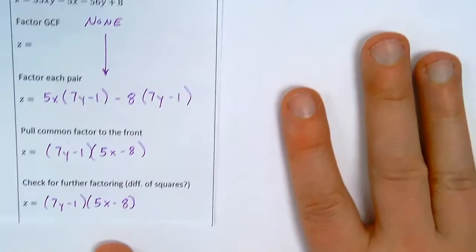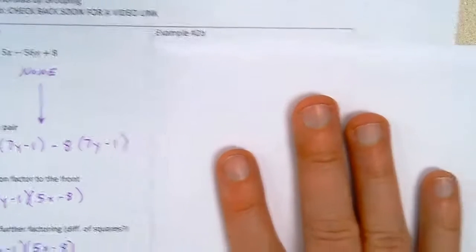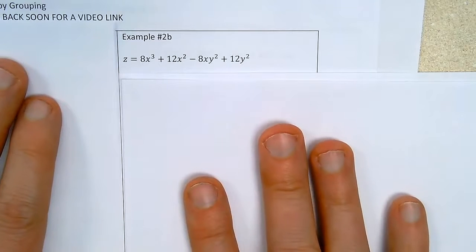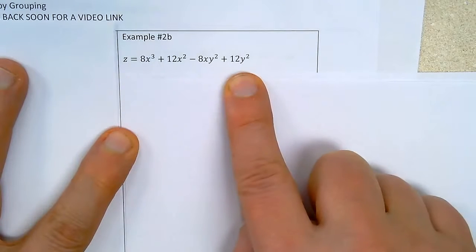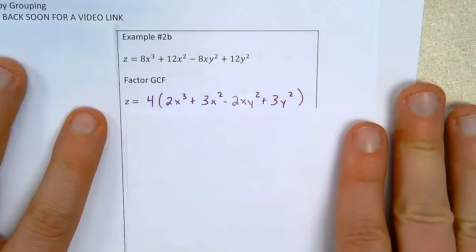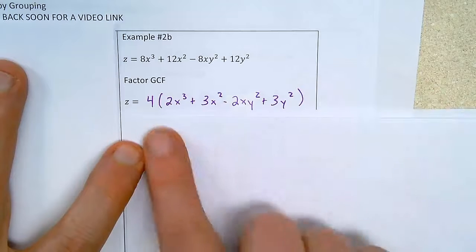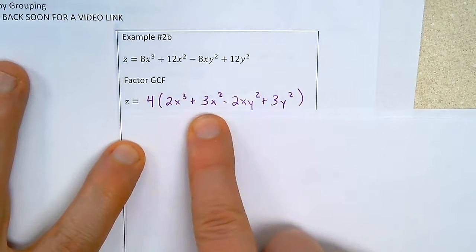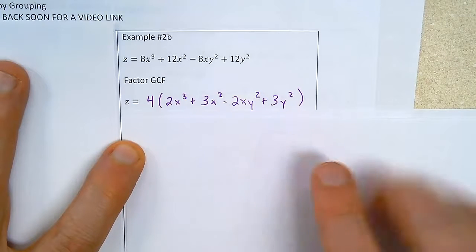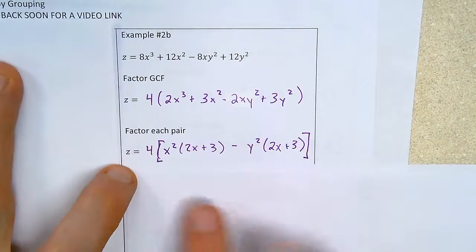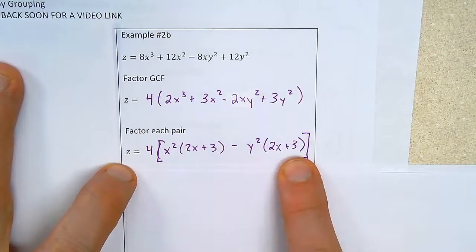Okay, example 2b. X's and Y's this time. I think they're all even numbers. In fact, they're all even numbers divisible by 4. So I should be able to pull 4 out, leaving behind this polynomial. Then looking at the first pair, both of them have an x squared, and the second pair, both of them have a y squared. So when I factor each pair, my first pair, I'll pull the x squared out. Second pair gets the y squared.